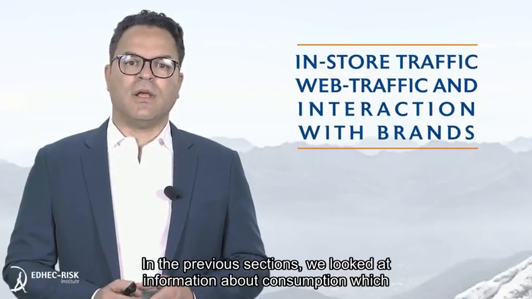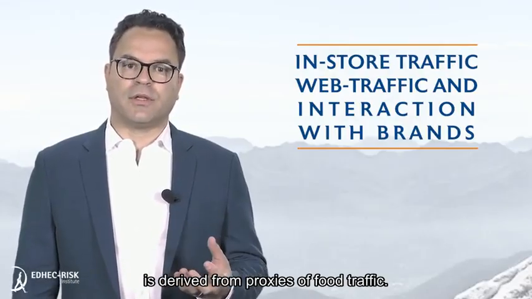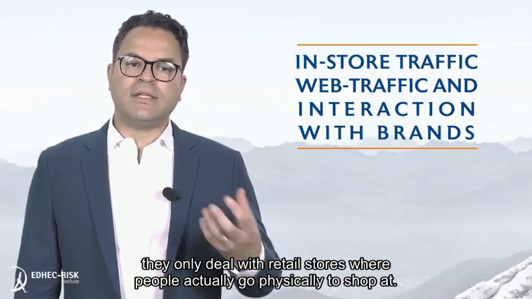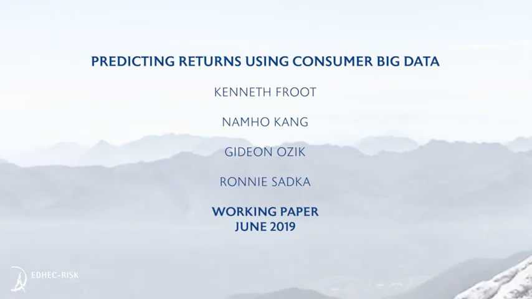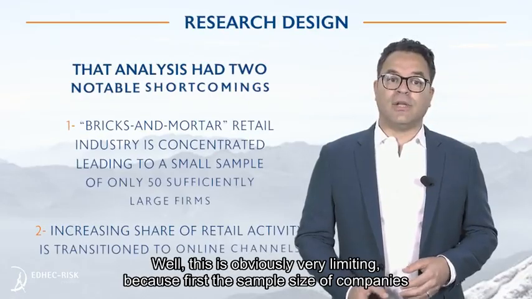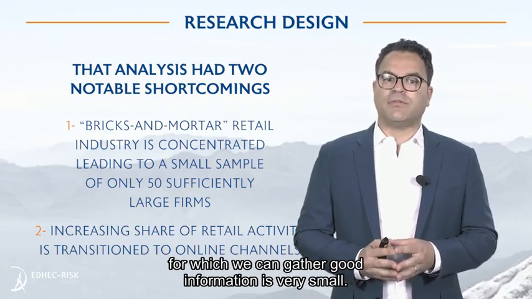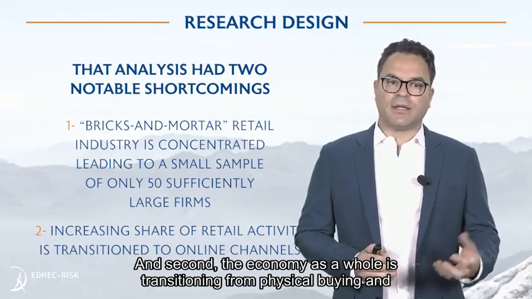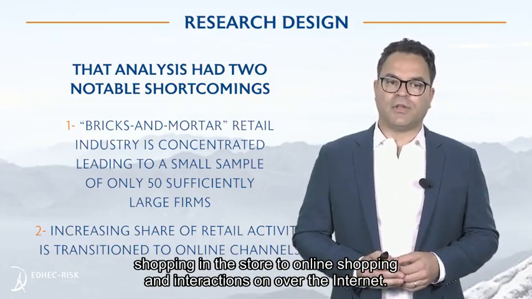In the previous sections, we looked at information about consumption which is derived from proxies of foot traffic. These proxies estimate the flow of people to the stores, but they only deal with retail stores where people actually go physically to shop. Well, this is obviously very limiting, because first, the sample size of companies for which we can gather good information is very small. And second, the economy as a whole is transitioning from physical buying and shopping in the store to online shopping and interactions over the internet.